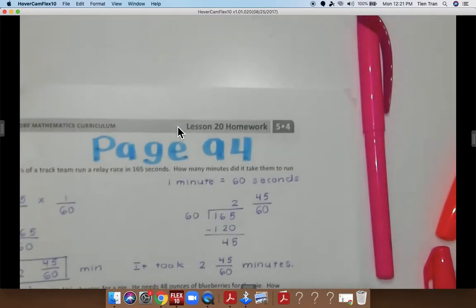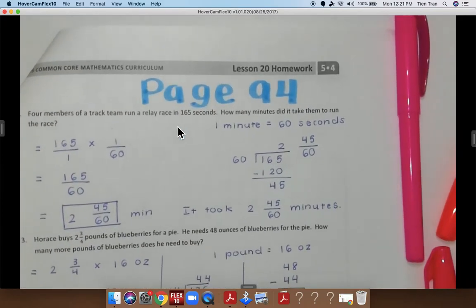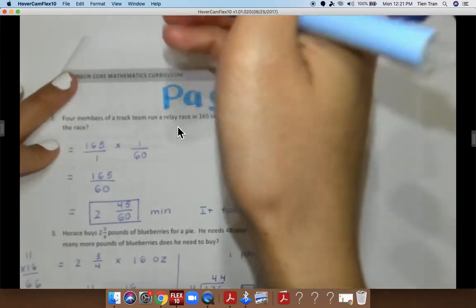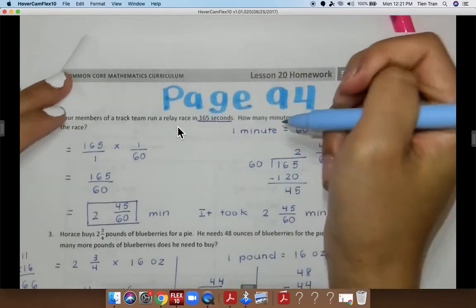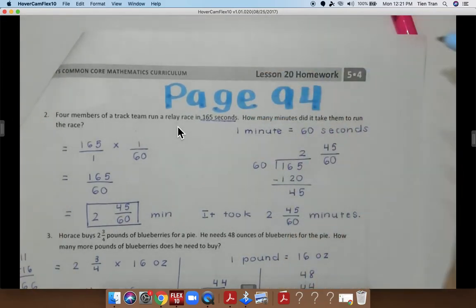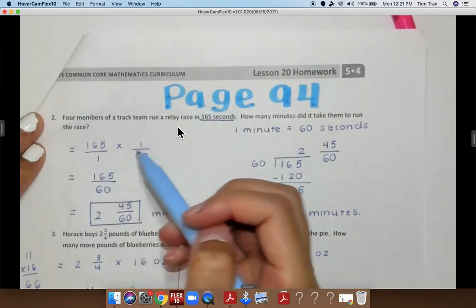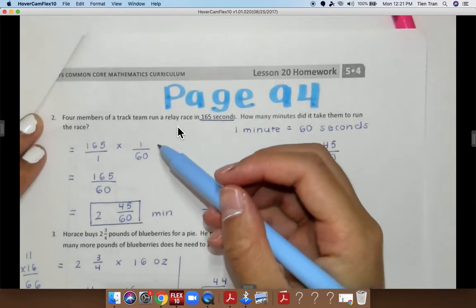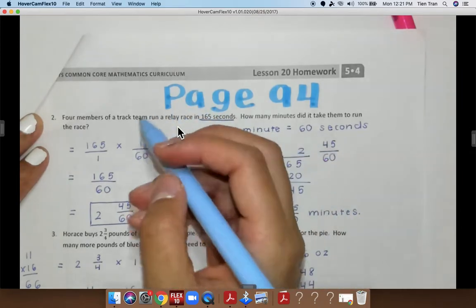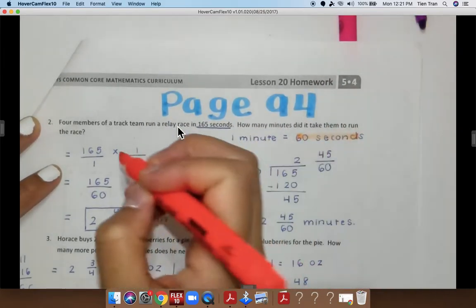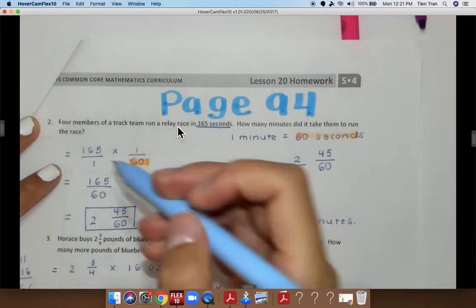Now turning the page, we're going to move on to page 94. On page 94, it says here, 4 members of a track team run a relay race in 165 seconds. How many minutes did it take them to run the race? So what you're going to do is you're going to multiply 165, and we know that 1 minute is equal to 60 seconds. So let me highlight that so you can see that 60 seconds. That's where I'm getting number 60 from.